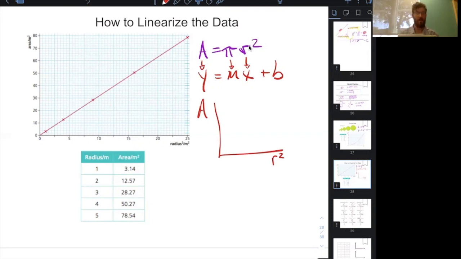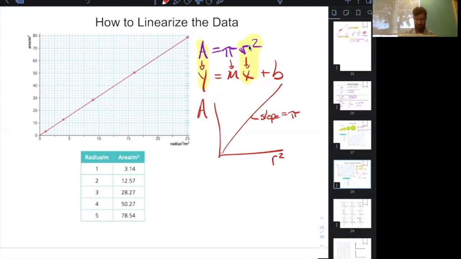Really easy, right? All you had to do is draw y is equal to mx plus b and make those associations. Hey, if this is my y-axis, perfect. That means this is my x-axis, including its square value. So just by doing that, ladies and gents, we know that we can get a linear equation. And if you were to graph this, how could you check your work? Well, if you calculated the slope and it's equal to pi, boom, you got it. Now that's one way to do it, ladies and gents.